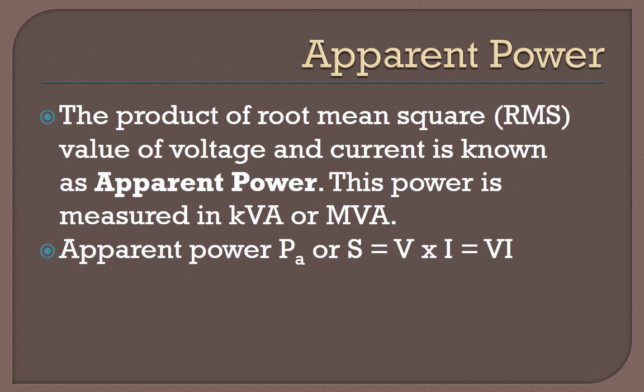The next topic is apparent power. The product of root mean square value of voltage and current is known as apparent power. The apparent power is measured in kilovolt ampere and megavolt ampere. It has been seen that power is consumed only in resistance. A pure inductor and pure capacitor don't consume any power in a half cycle. Whatever power is received from the source by these components.